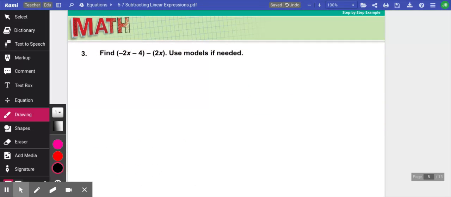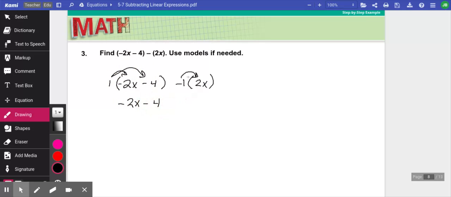Sometimes we're going to encounter a problem where maybe the second term doesn't have a constant with it. So we still distribute. It's still going to be the same process. We have negative 2x minus 4, and we're just subtracting 2x. This would be like saying negative 1 times 2x. So we can write this as 1 times negative 2x is negative 2x. 1 times negative 4 is negative 4, and negative 1 times 2x is negative 2x.